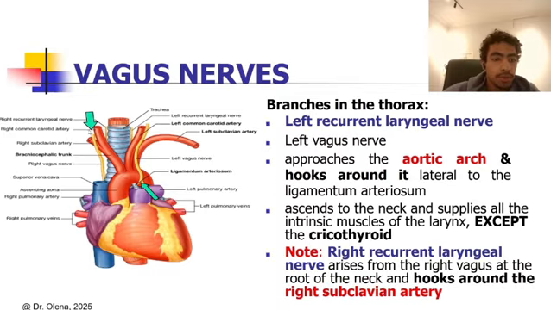Now, the right recurrent laryngeal will arise from the root of the neck and hooks around the subclavian artery. And yeah, that was basically it.